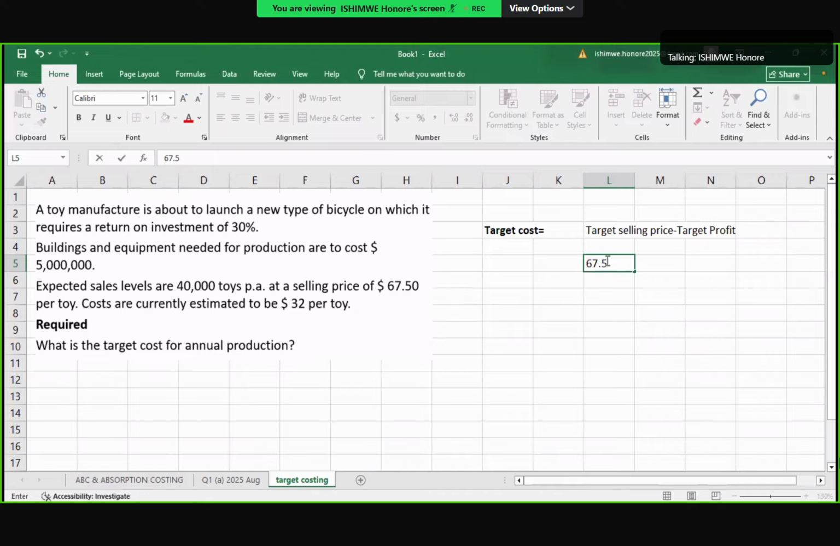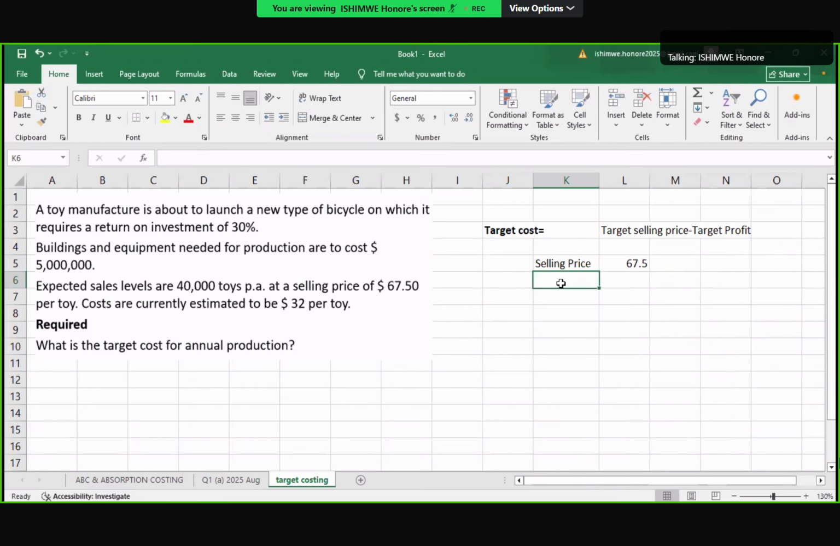Depending on the question and the data we have, we can use two approaches. We can determine the target cost per unit, then multiply by the whole production for the year, which is 40,000 toys. So 67.5 is the selling price. Let me say selling price first. It is this.